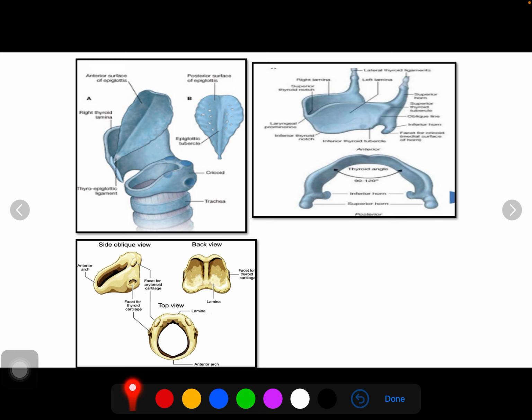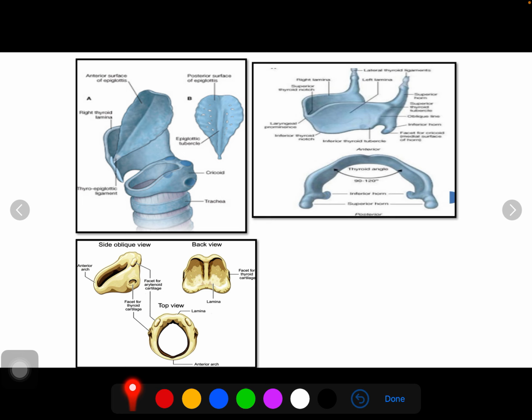Then the attachments of the cricoid cartilage: the external surface gives attachment to the cricothyroid muscle and the inferior constrictor muscle. The inferior margin gives the cricotracheal ligament. The superior margin gives the median cricothyroid ligament and the cricothyroid ligament on each side.